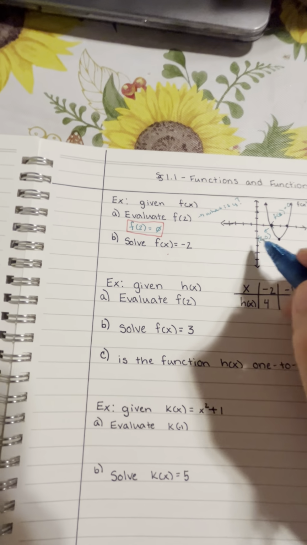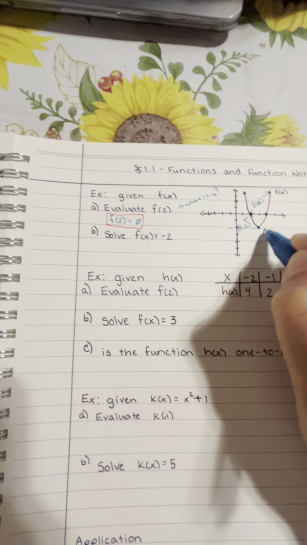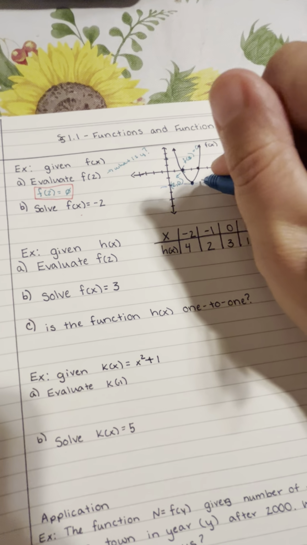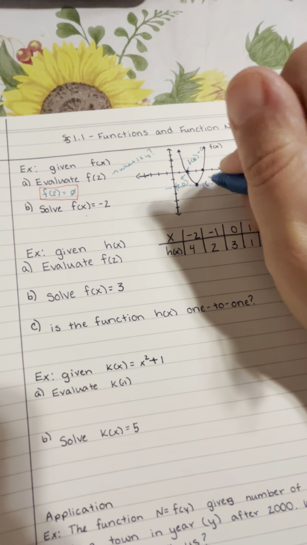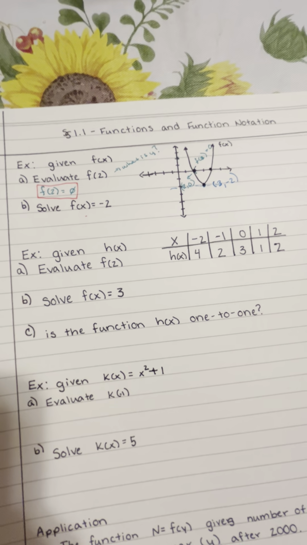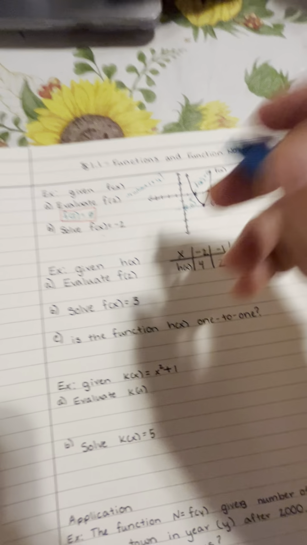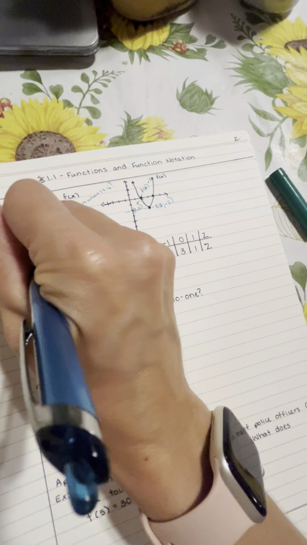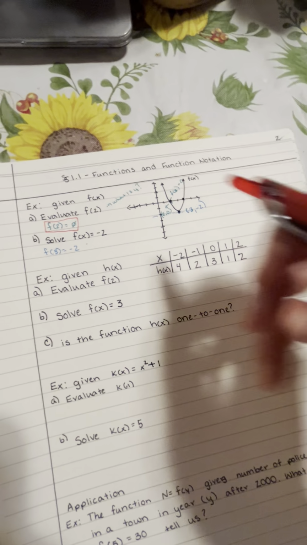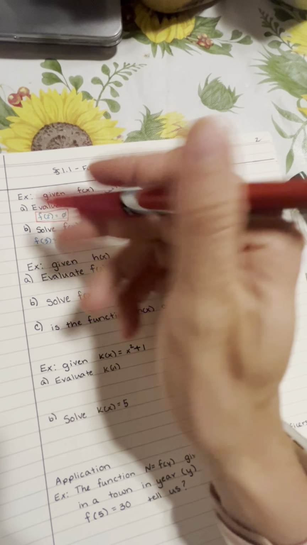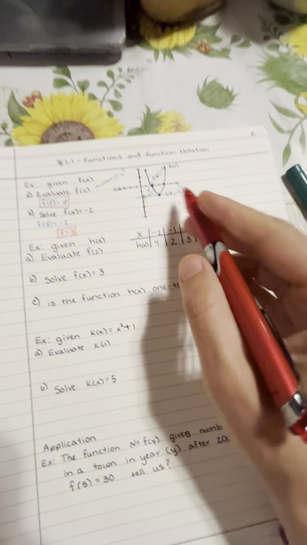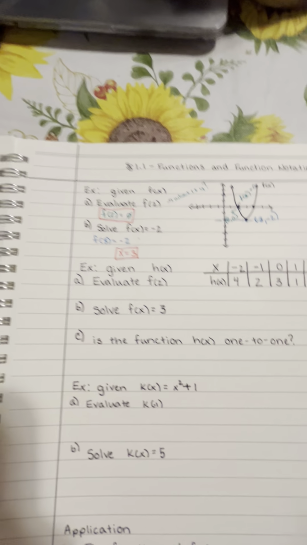So I'm looking at my graph. Y is -2 right here at this point. So here, this is the point 3, -2. So at the point 3, -2, f of 3 is equal to -2. That gives me the point 3, -2, which means x is 3. Because when x is 3, y is -2. So that's how we do it with a graph.